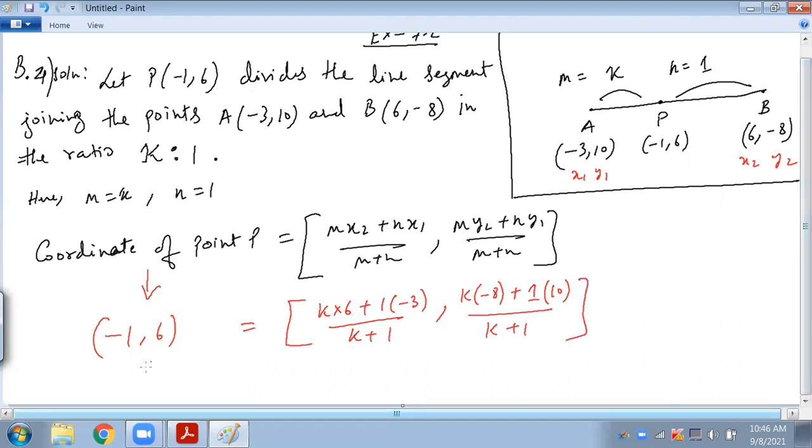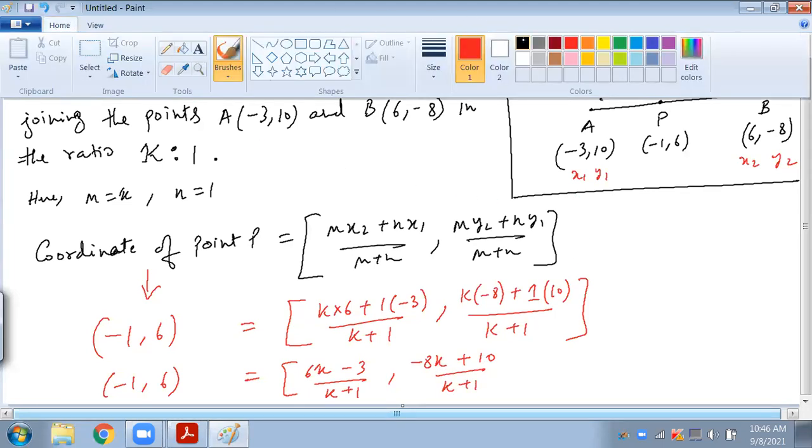Okay, now again solve it. So what are you getting? -1, 6 is equal to... Now if you solve this, what do you get? k into 6 is 6k, -3 by k plus 1 equal to... -8k, plus into plus is plus 10 by k plus 1. Okay, now we are getting this.